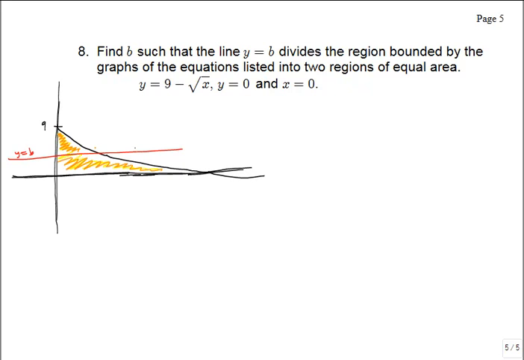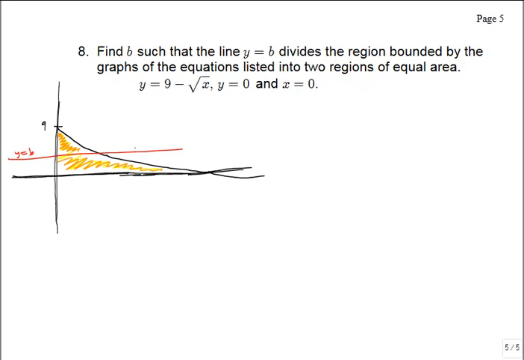So in order to set this up, what we're going to notice is that we want this top area to be the same as this bottom area. So I'm going to set up an integral that represents this top region, and then I'm going to set up an integral that represents this bottom region, and then I'm going to set the two equal to each other.